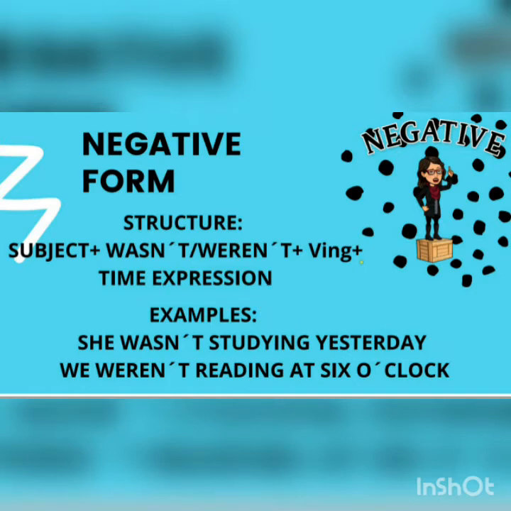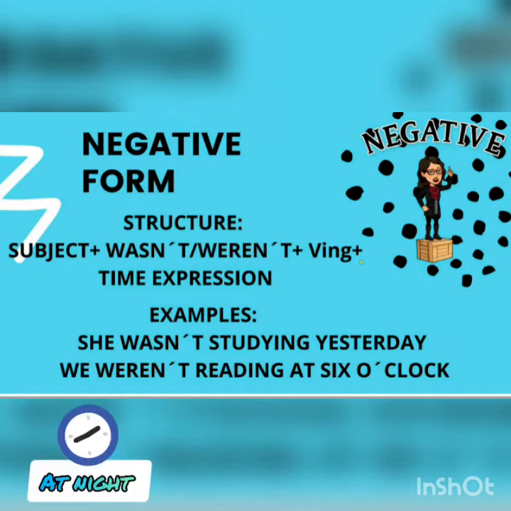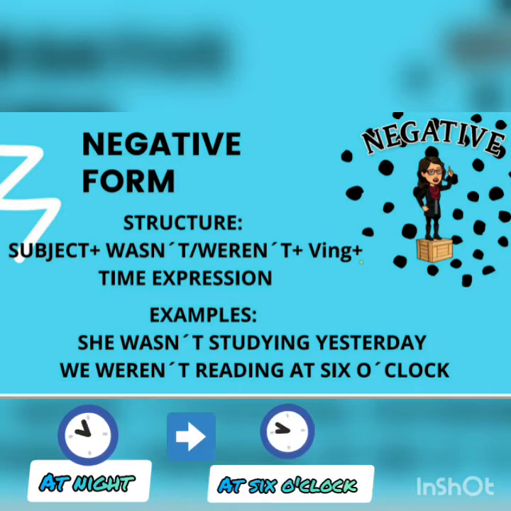She wasn't studying yesterday. We weren't reading at 6 o'clock, right? Again, progressive actions, sí, acciones progresivas que ocurrieron en el pasado, perdón, en este caso que no ocurrieron en el pasado, right? En algún momento del día de ayer o a las 6. Recuerden también esto que habíamos mencionado de el contexto, ¿sí? Si yo estoy hablando, por ejemplo, a la noche y mi expresión de tiempo dice at 6 o'clock, evidentemente esta acción forma parte del pasado, right?